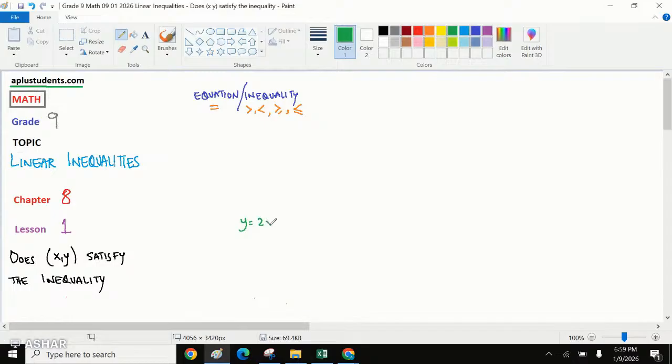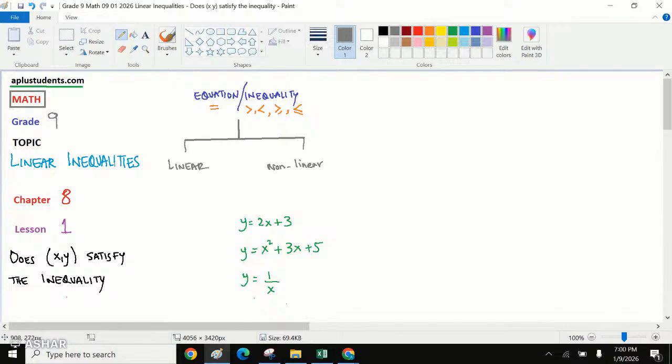If I have an equation y equals 2x plus 3, or y equals x squared plus 3x plus 5, or the equation y equals 1 upon x, we have these equations here. How do we differentiate between a linear equation and a non-linear equation? Because the name of the topic is linear inequalities, we would see what is linear and what is non-linear.